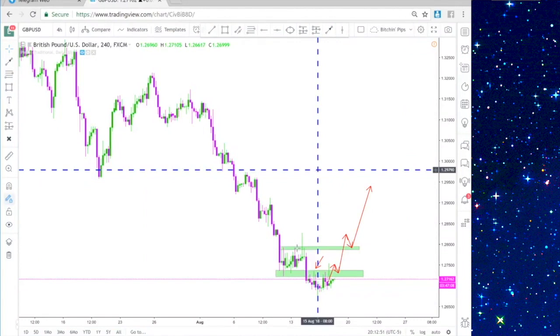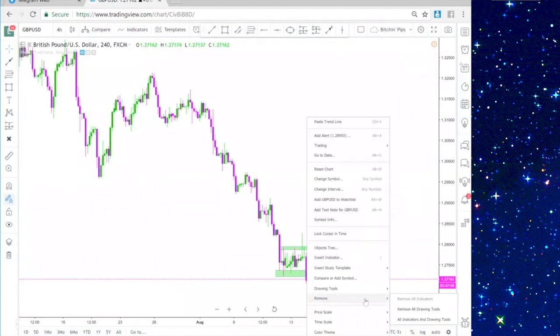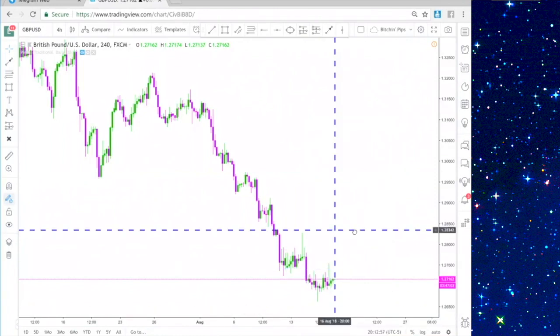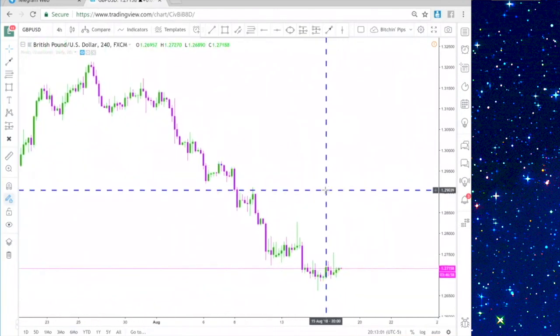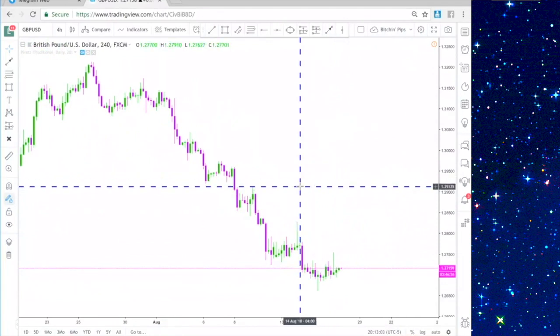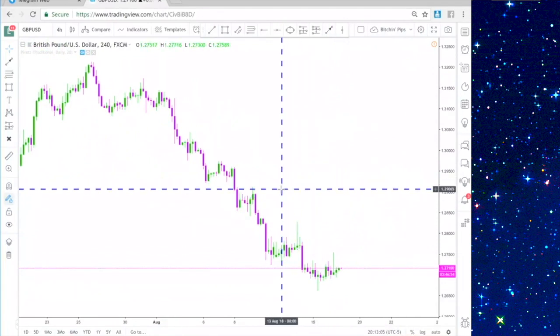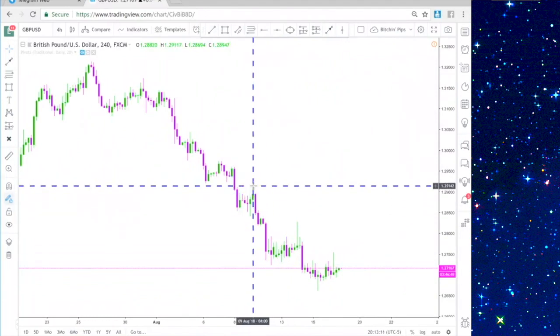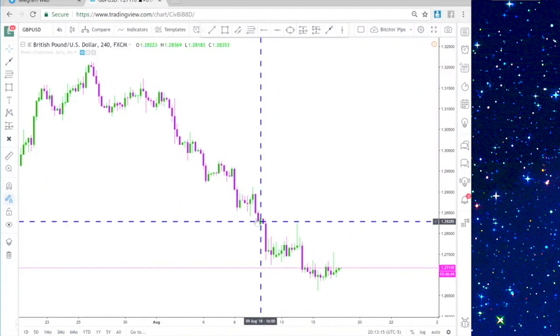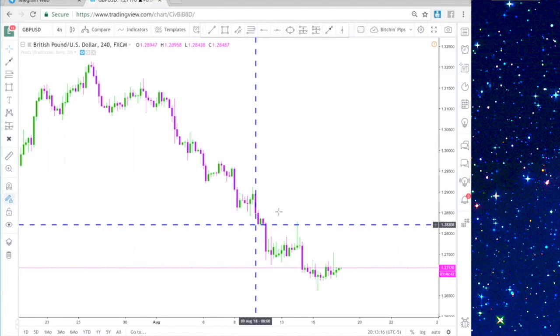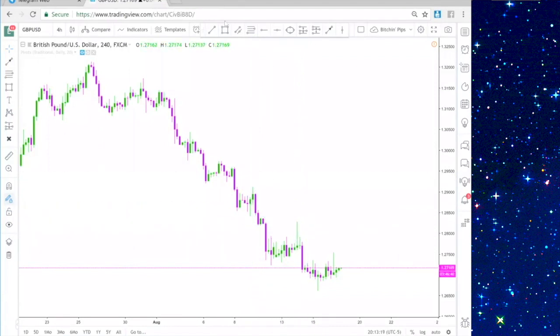So with your structural zones, Sammy, let me remove all this. With your structural zones, you want to look for the areas. It's essentially the same thing with fibs. You look for where the move originated from, and then wherever it originated from to make, say we're bearish, to make that lower low, that is now our structural zone.